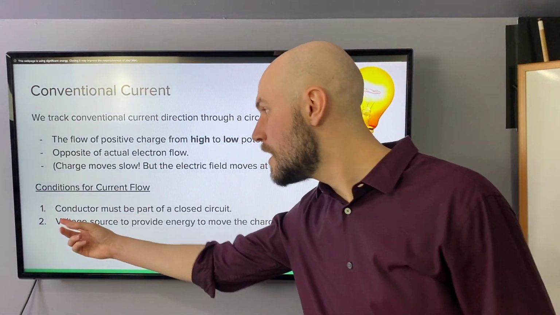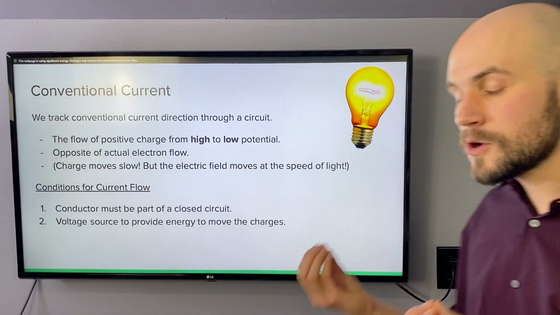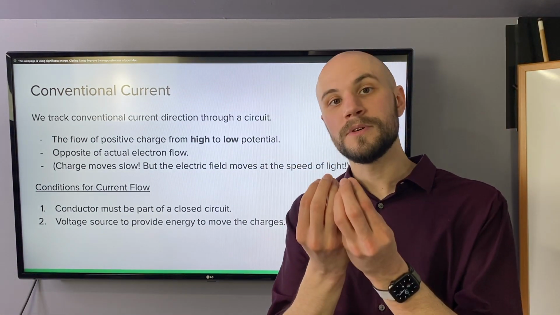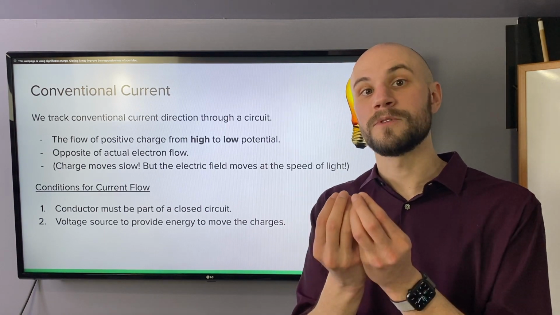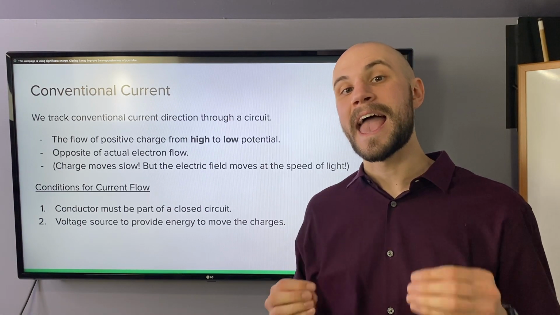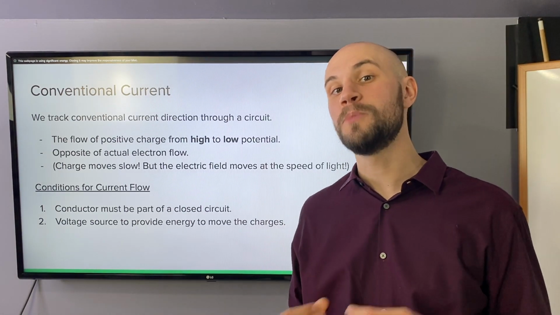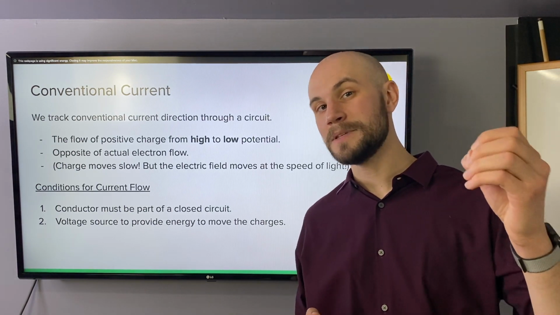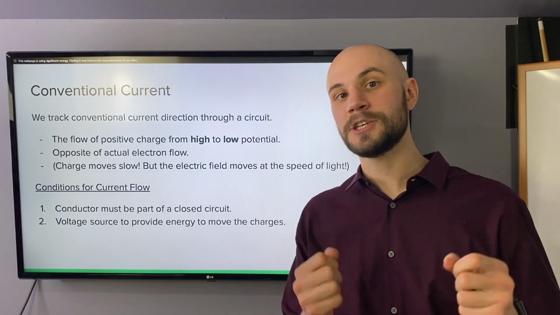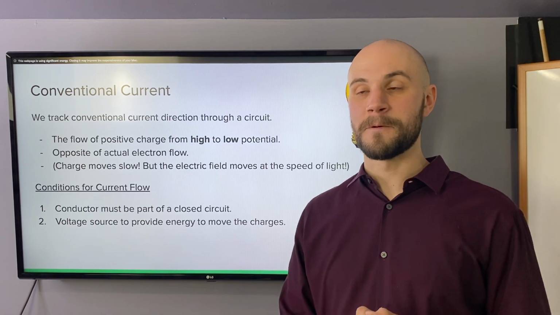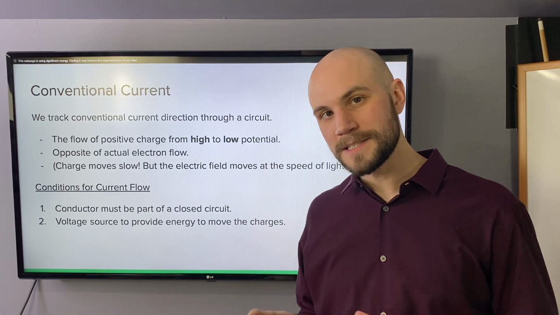Like I said before, a conductor has to be part of a closed circuit. We need a closed loop of conductor in order for the current to flow. And we need a potential difference between 2 points. So we need a place of high potential, a place of low potential, a connection, and then current can start to flow. That's the basics of electric circuits.